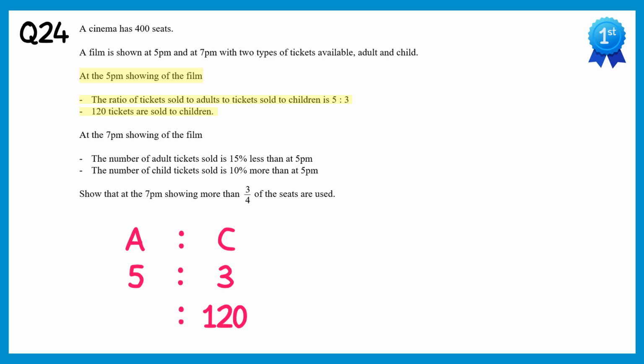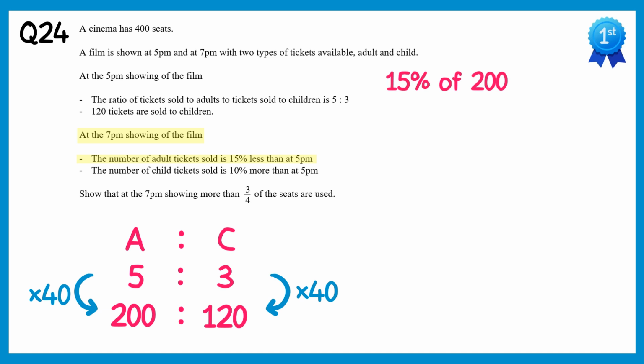Now we consider how we get from the 3 to the 120, which is times by 40. So we also multiply the 5 by 40 to get 200. So 200 of the tickets were sold to adults and 120 were sold to children. Now let's look at the 7 PM showing of the film. This time the number of adult tickets sold was 15% less than at 5 PM. At 5 PM we sold 200 tickets, so we need to do 15% less than 200.